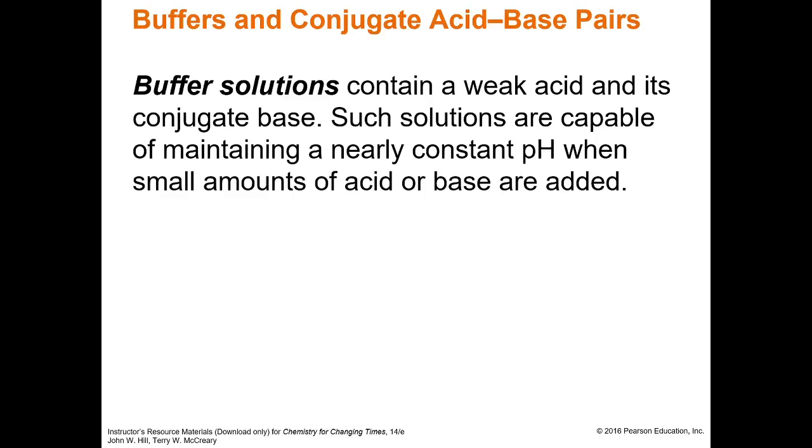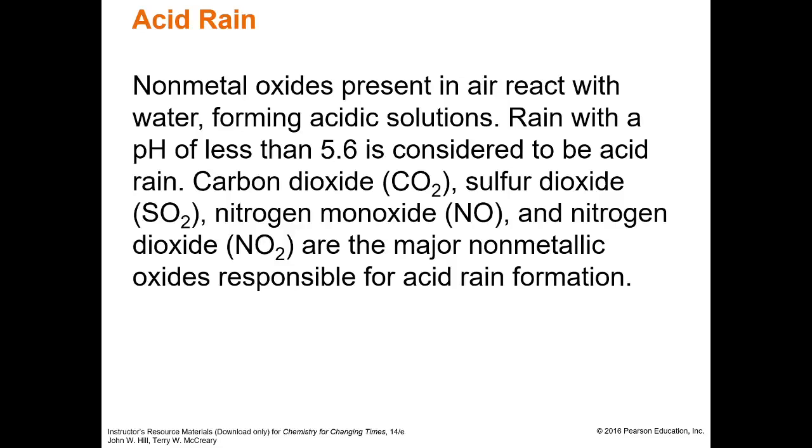When you get down to places like swamps, they're very robust buffer systems, and so that very rarely happens. Okay, so what is acid rain? Well, non-metal oxides present in the air can react with water. This can form acidic solutions. Rain with a pH of less than 5.6 is considered to be acid rain.